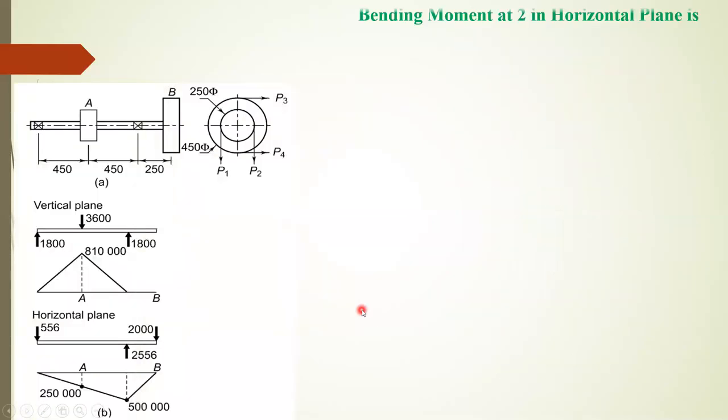So after knowing the reactions, we have to calculate the bending moments in horizontal plane. For the bending moment at point 2, here this is point 2, you can see the force, we have to take any side force. So I will take this 2000 force, multiplied by the distance, which is 250. Here you can see 2000 multiplied by 250. So this is 500,000 Newton mm. That will be the bending moment at 2 in horizontal plane.